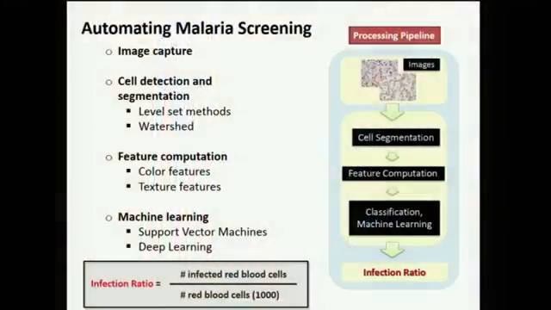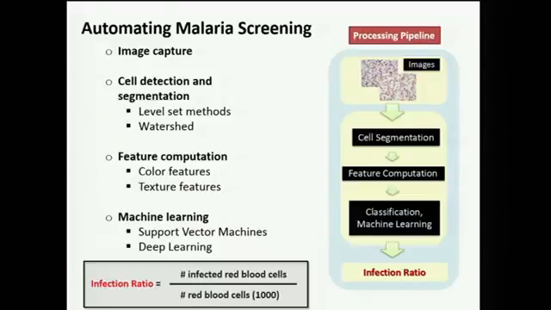So here's the processing pipeline that we have implemented using image processing and machine learning techniques. The first step is obviously to take digitized images of the slides, through the eyepiece of the microscope. The second processing step is cell segmentation. So we use image processing methods to identify where the cells are and segment them out.